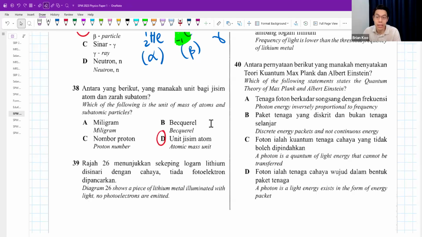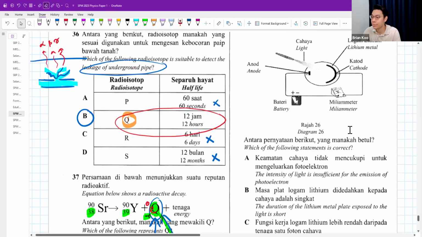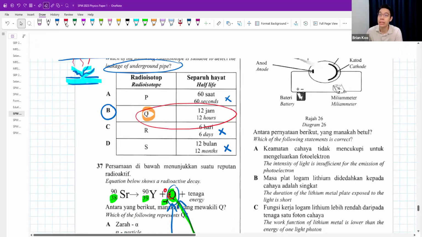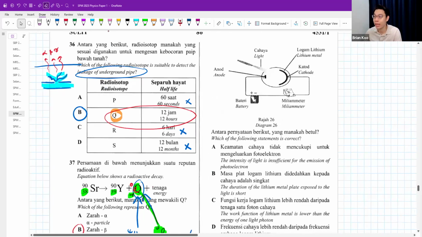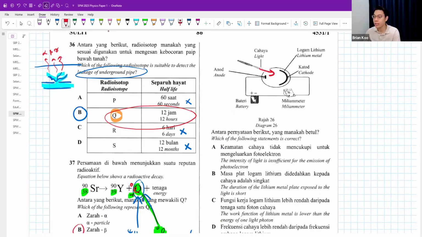Okay, question 39. Diagram 26 shows a piece of lithium metal illuminated with light. No photoelectrons are emitted. Which statement is correct? You shine light, but don't have electron coming out. No photoelectric effect. Okay, the intensity of light is insufficient. Not very accurate. Intensity is the brightness. It does not affect whether or not you can emit electrons. Duration of lithium exposed to the light is short. Also wrong. The work function of lithium is lower than the energy of one light photon.